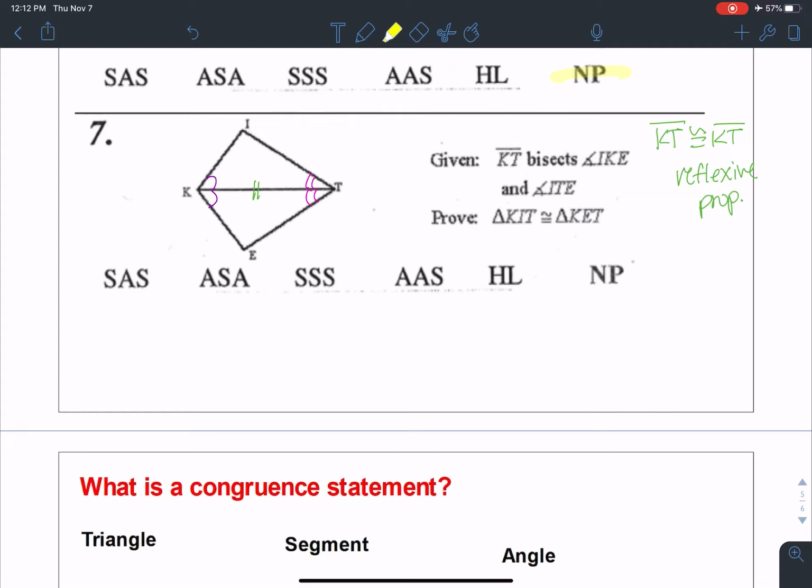So when I look at my picture, I've got an angle, a side, and an angle. So it's going to be angle, side, angle.